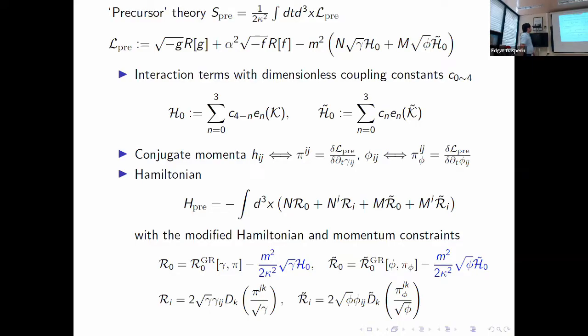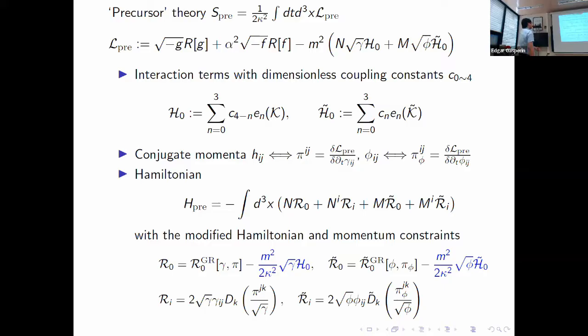Then we also introduce conjugate momenta of the three-dimensional spatial metrics, pi^ij and pi tilde^ij. Then by using the Legendre transformation, we can obtain the Hamiltonian of the decoupled sectors. So the Hamiltonian is given by the Hamiltonian constraint and the momentum constraint. But the last factor appears here as a Lagrange multiplier. Initially, the Hamiltonian constraint is modified by this term. But since there's no shift dependence in this interaction, the momentum constraints are the same as in GR.